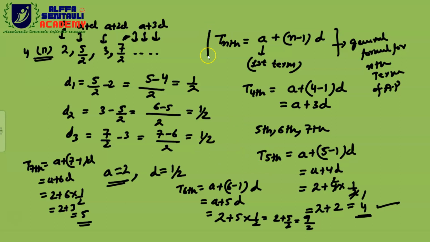So what do we need to remember, beta? We need to remember this concept. What is n? n is the term number. What is d? d is the common difference. Correct? Understood?